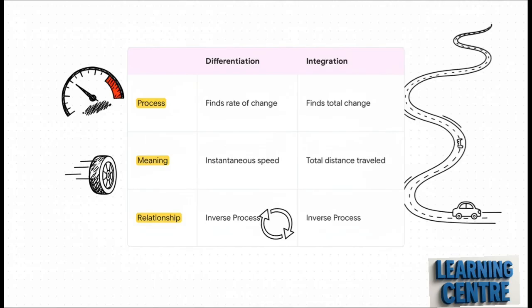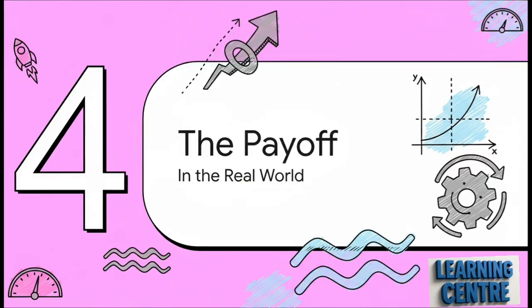Differentiation is like glancing at your speedometer. It tells you your speed right this second. Integration is like looking at your trip odometer. It adds up all those little moments to tell you the total distance you've gone. One pinpoints an instant, the other sums up the whole journey. They are perfect opposites.